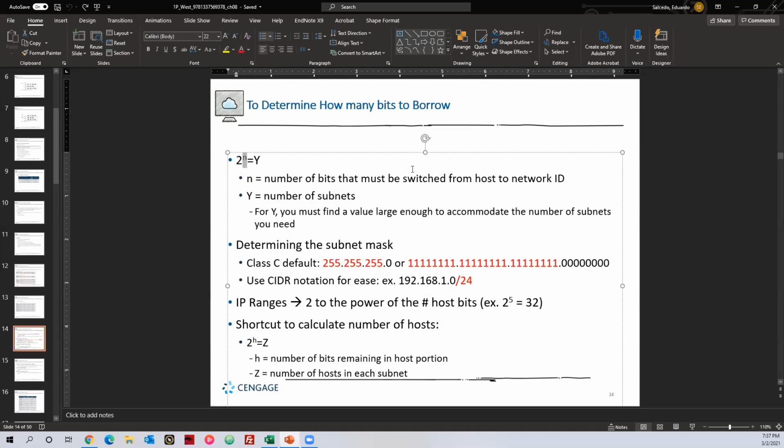So if I want to do 17 subnets, for whatever reason, how many bits do you think we need to borrow from the host section to give to the network section of your 32-bit IP? You start saying, okay, 2 to the power of 1, 2 to the power of 2. 32, because 16 is below 17. Right, so how many bits do you borrow? Not 32.